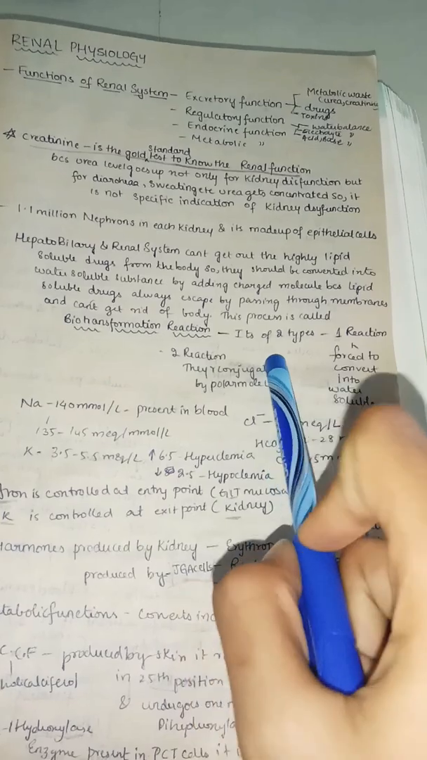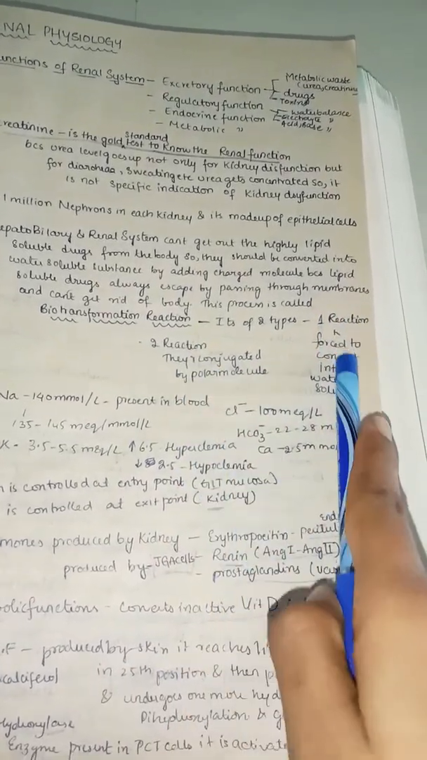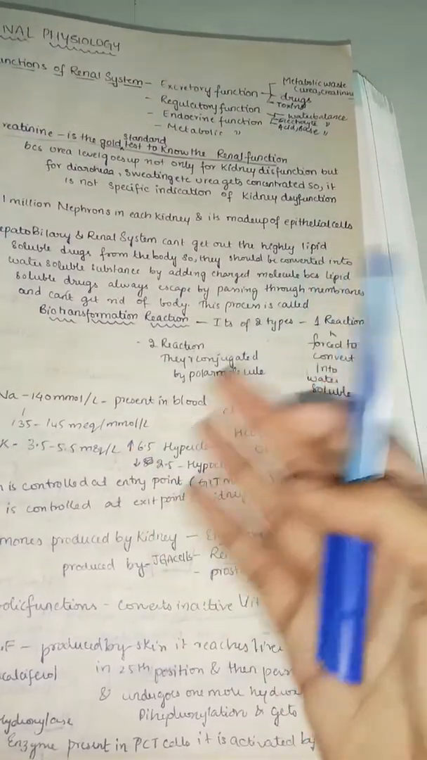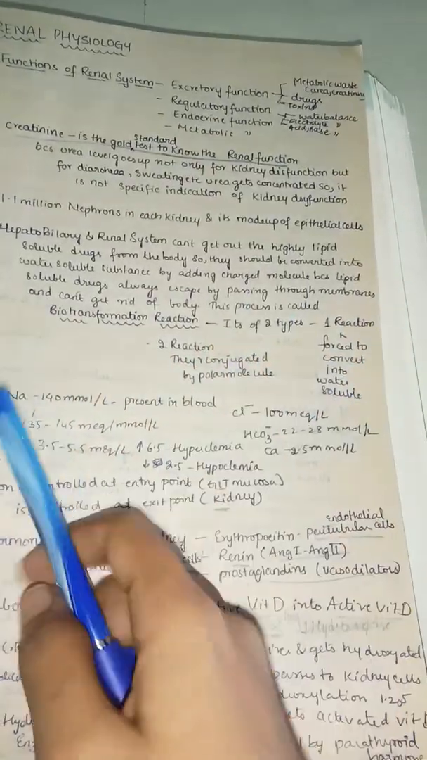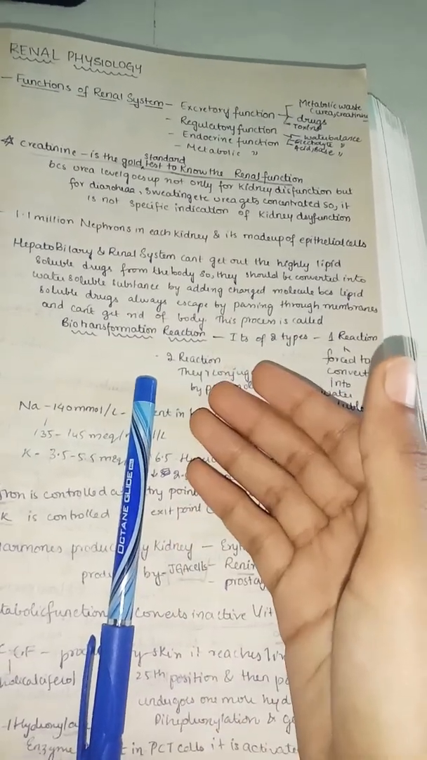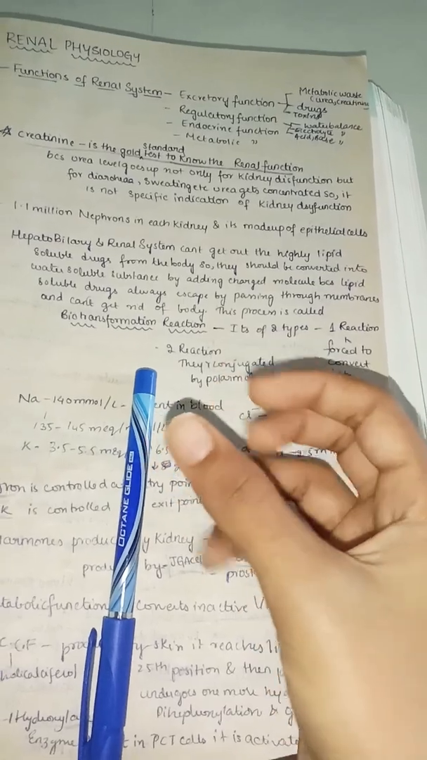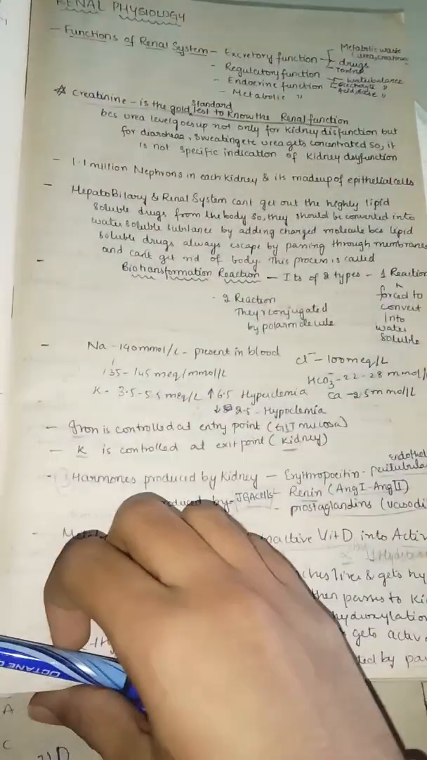It is of two types: a primary reaction and a secondary reaction. The primary reaction is the first one to convert into water soluble. Directly the lipid soluble is converted into the water soluble. Here it is the first reaction. Whereas the secondary reaction is conjugation by a polar molecule, especially like glucuronic acid, glycine or taurate. It is called the conjugation form of compounds. When they are conjugated, they are converted into water soluble substances.